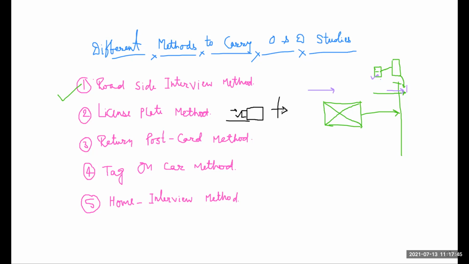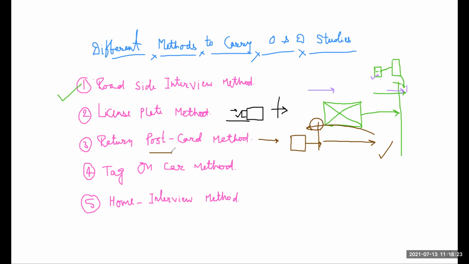Next is the return postcard method. This is another method. What the policeman does is, when you are moving through a particular section, he gives you a postcard and asks that when you are returning from your destination, you return this postcard at this particular section. In that manner, he also finds our origin and destination study from this return postcard method.